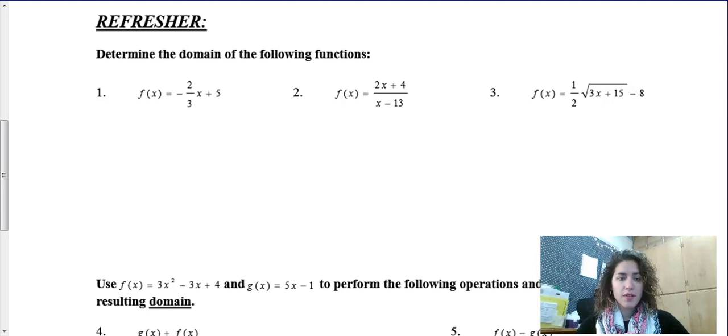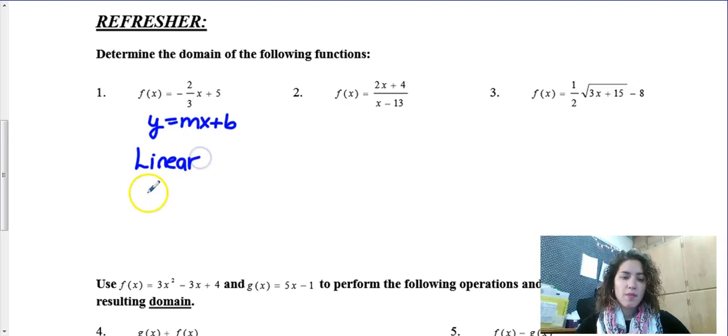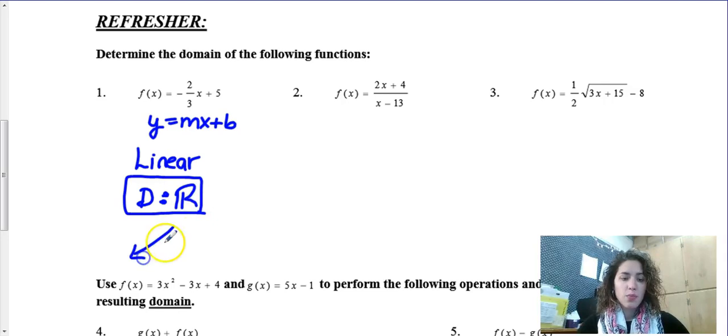Starting with this first set of questions, we're asked to determine the domain of the following functions. So when I look at number 1, in my mind, I see that this is y equals mx plus b, which means this is a linear function, and my domain is going to be all real numbers because the picture of this graph, think back to 9th grade, right? Lines go both ways forever and ever. There's going to be no restrictions on that function. So the domain is all real numbers.